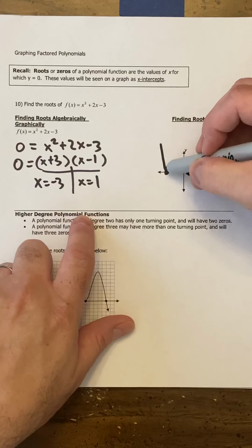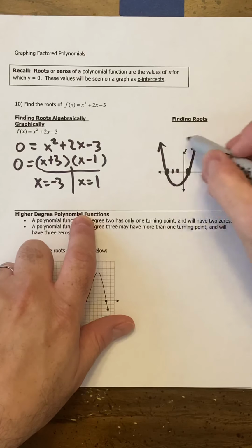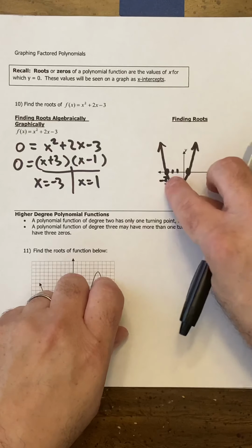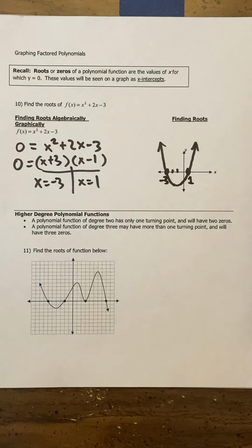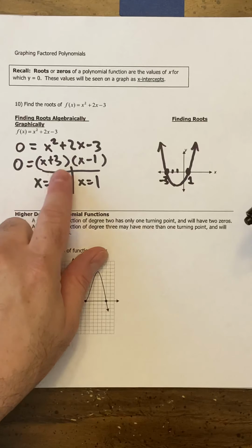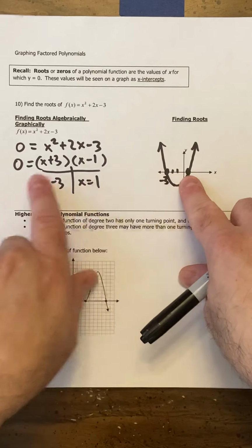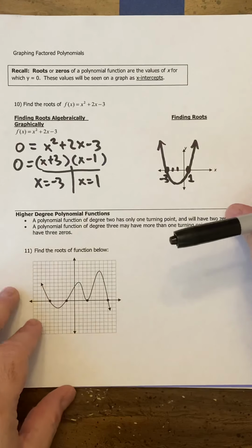And the parabola is going to look like this. The function is going to look like this. It's just a parabola. It goes through the x-intercepts of -3 and +1. So when we set the function equal to 0, those are the roots. Those are the zeros, literally the zeros. That's why it's called 0, because it's where the value of the function is 0.